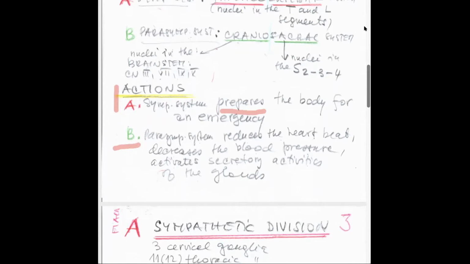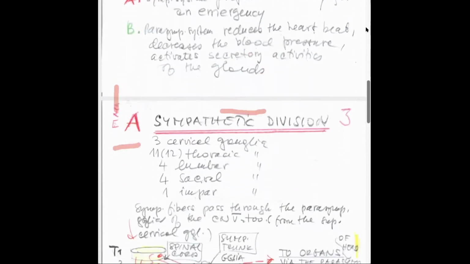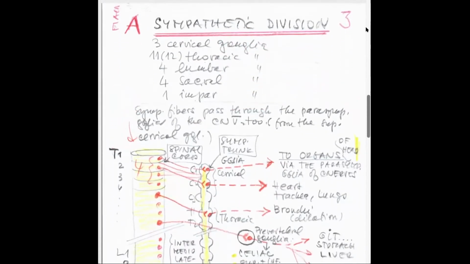So the parasympathetic system is typically a nutritive system, nourishing or supporting the nourishing processes in all the body. So when we look at the short review of the sympathetic division, concerning the sympathetic division, this consists of the ganglia.